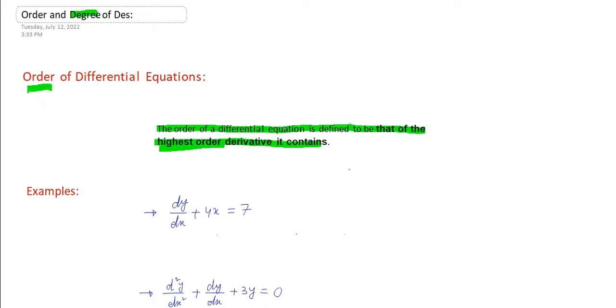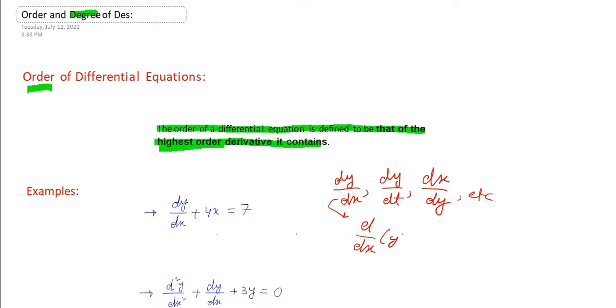You see, a differential equation has differential terms like dy by dx, or dy by dt, or dx by dy, etc. Now, if we see this term, what does that mean? Here it means d by dx of y. We write this as dy by dx. It means we have found the derivative of y with respect to x one time, because we have applied d by dx to y only one time, so we get dy by dx, and this is called first order derivative.